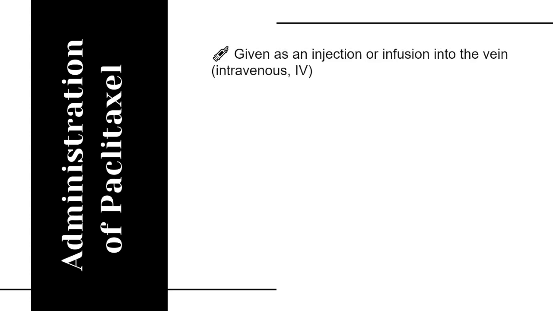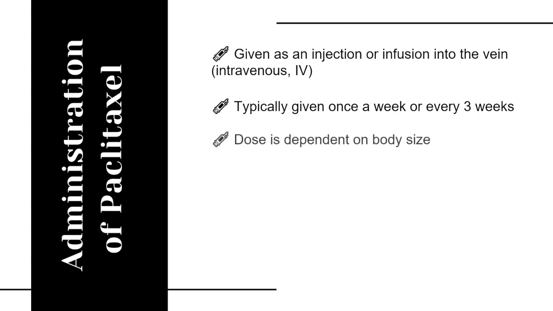Now, we'll be talking about the administration of paclitaxel. Firstly, paclitaxel is given intravenously into the vein since there is no pill form. Next, paclitaxel is typically administered once a week or every 3 weeks. Next, the amount of paclitaxel given depends on many factors, such as the patient's height and weight.